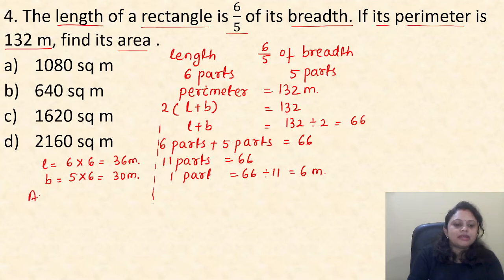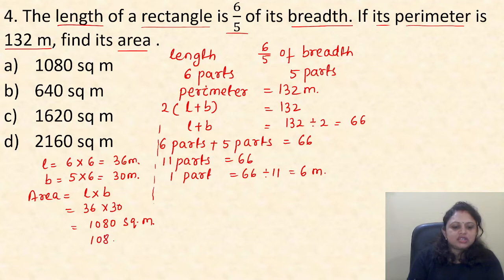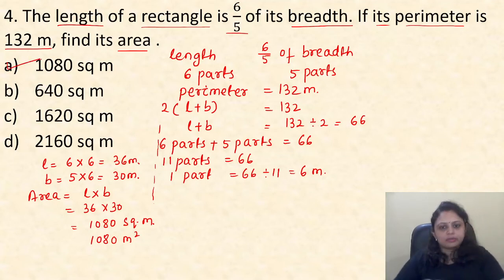So we have to find the area. Area is equal to length into breadth, that is equal to 36 into 30. So 36 into 30 is equal to 1080. Meter into meter is square meter, or we can write it as 1080 meter square. Got it? So the correct answer is option A, that is 1080 square meter. Right? Coming to the next question.